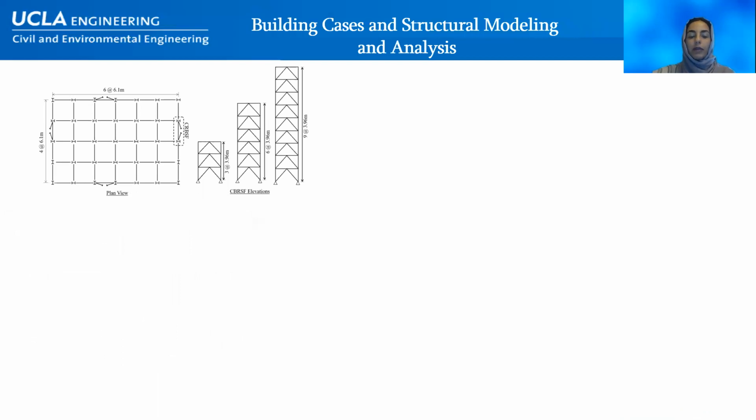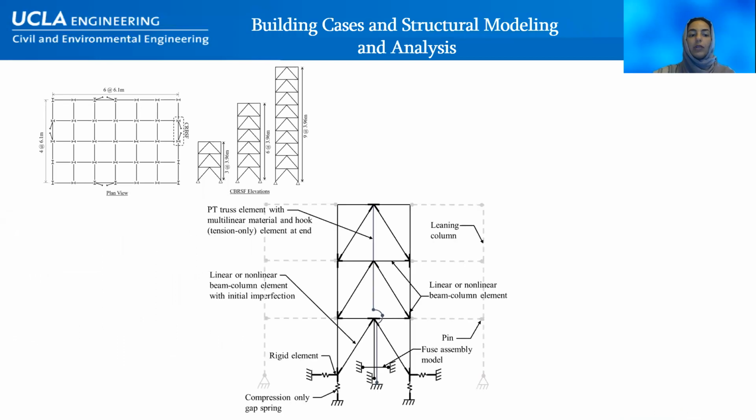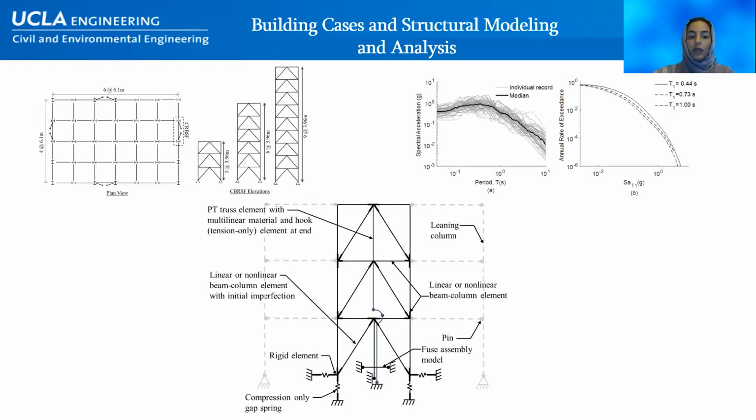The reliability-based methodology is applied to 3, 6, and 9-story self-centering rocking steel braced frame cases. Two-dimensional nonlinear structural models are developed in OpenSees for the 3 building cases. The key model components include the braced frame elements, which are the force control components, and the fuse and PT. The 44 far-field ground motions specified in the FEMA P695 guidelines are used for the analysis.